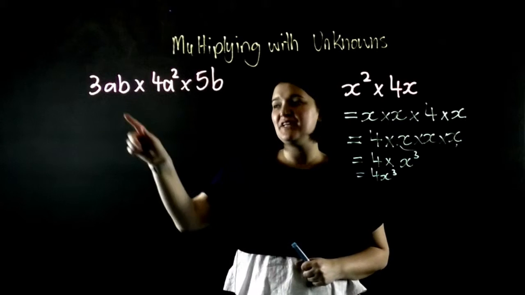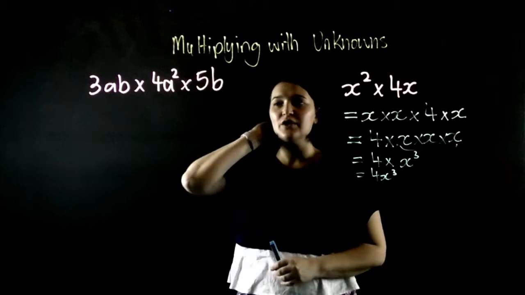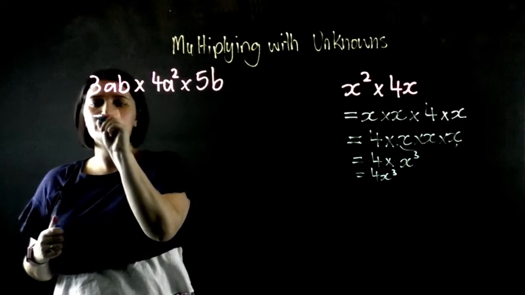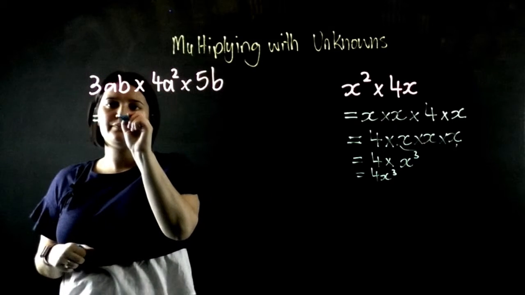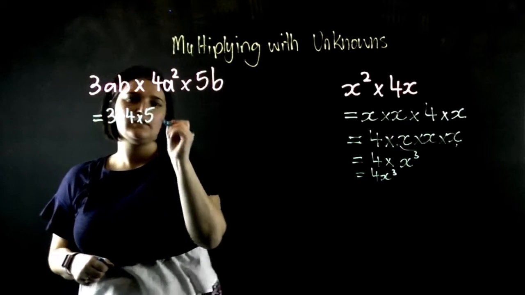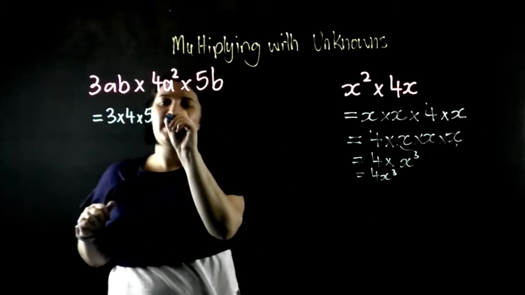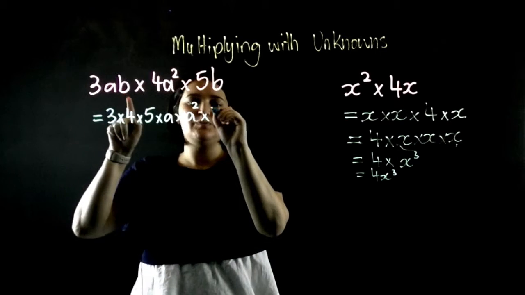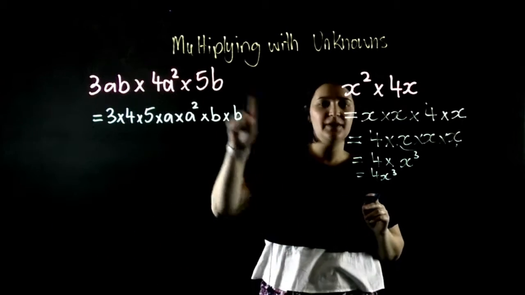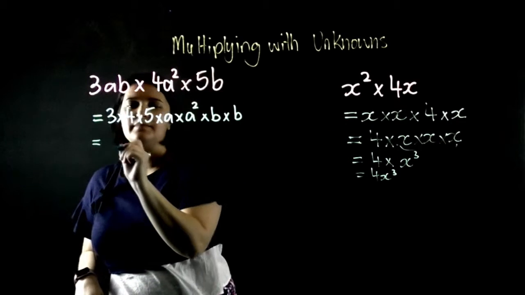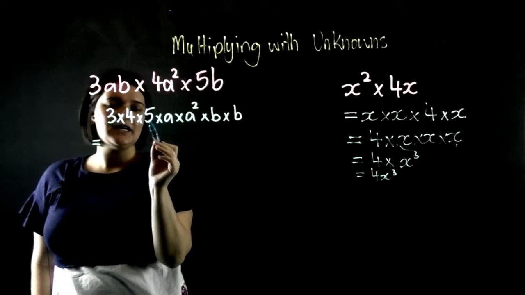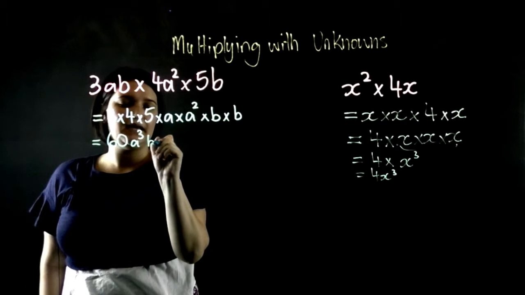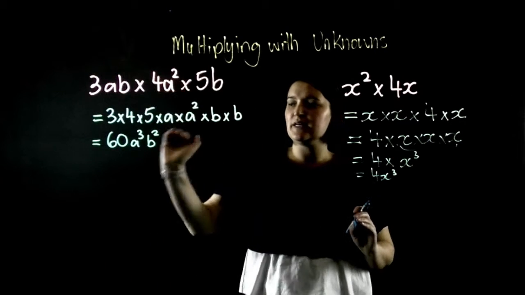Okay, even more complex again, I've now got 3 different parts to this multiplication. So I can start by looking at the coefficients and multiplying them together. So I've got 3 times 4 times 5. Then looking at my a's, so times a squared, those 2. And then my b's, times b, being that one. And now collecting everything. So 4 5s are 20, times 3 is 60, a cubed, b squared. So if you can jump straight from there to there to there, that's fantastic.